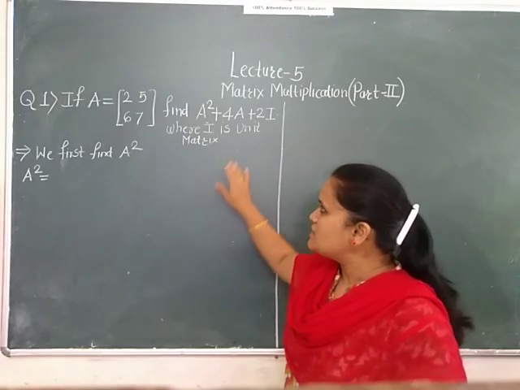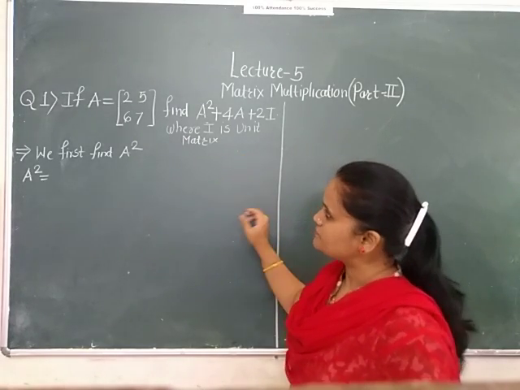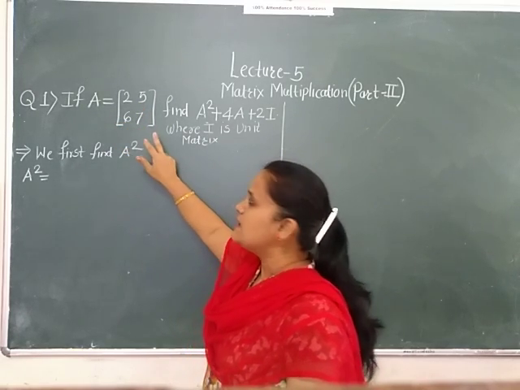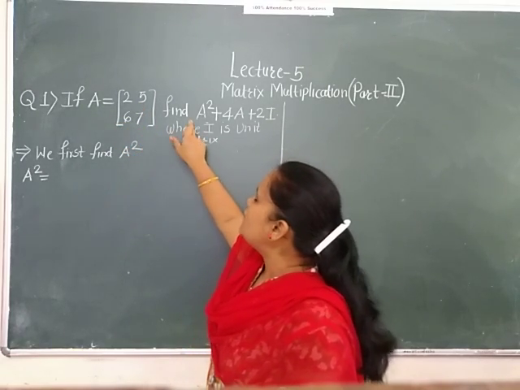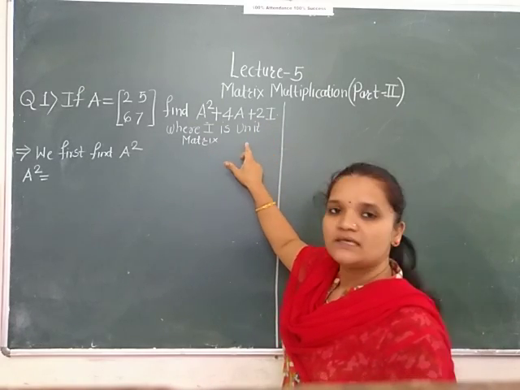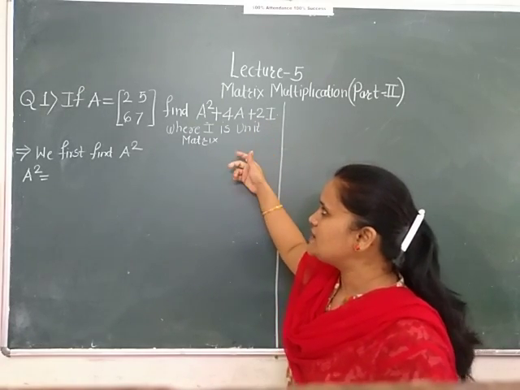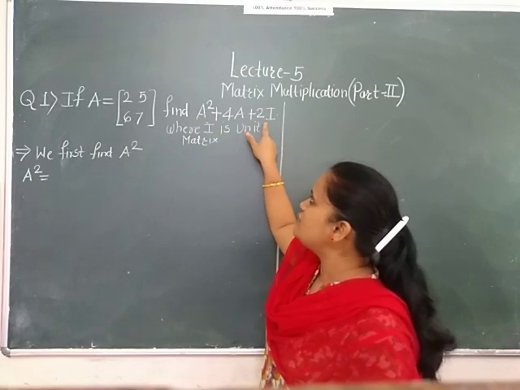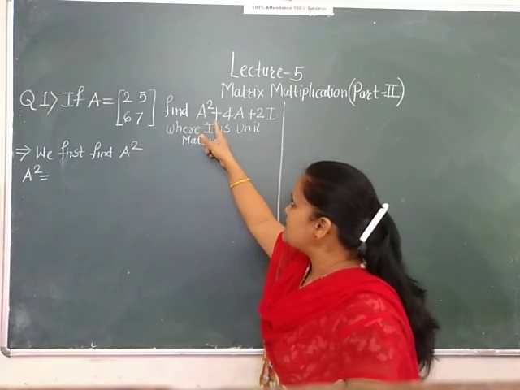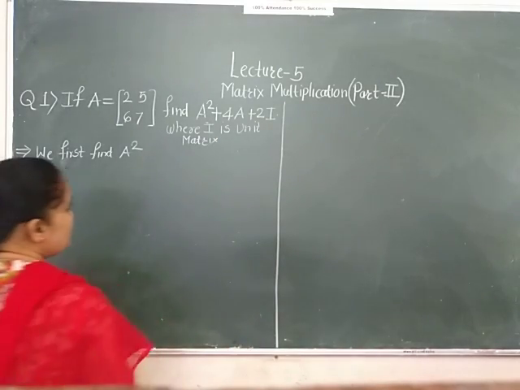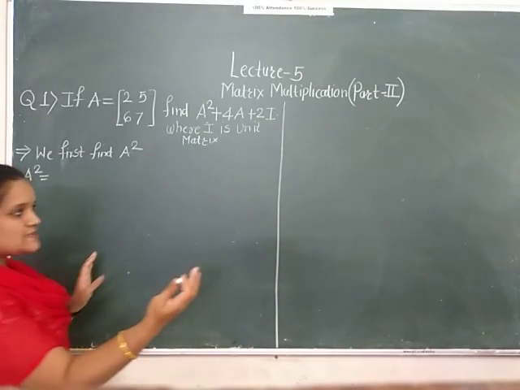So, now starting with this question here. If A is given to us 2, 5, 6, 7, this is a matrix 2 by 2. Find A square plus 4A plus 2I, where I is unit matrix. So in this equation, what we have to find out is the value of this equation. So A square अगर हमें find out करना है, तो A square से हम start करेंगे. So we will go step by step here.